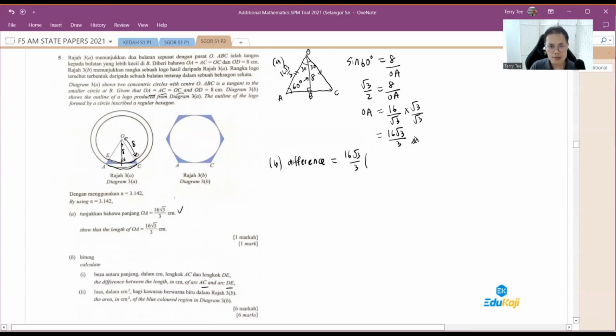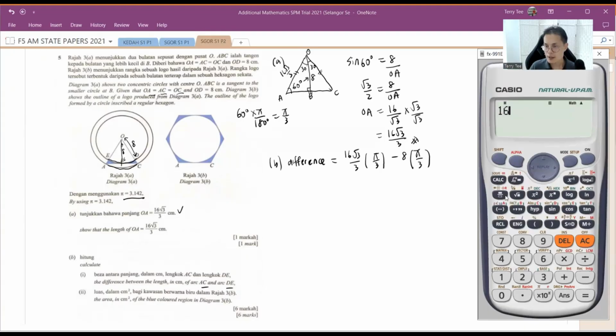Okay, for 60 degree, right, what we can do is we can convert it to radians straight away. We can write this as pi over 3. So I'm going to put in here pi over 3 minus the length of arc DE, which is smaller. Radius is 8, theta is pi over 3. But remember to use 3.142 because the question stated here, use pi as 3.142.